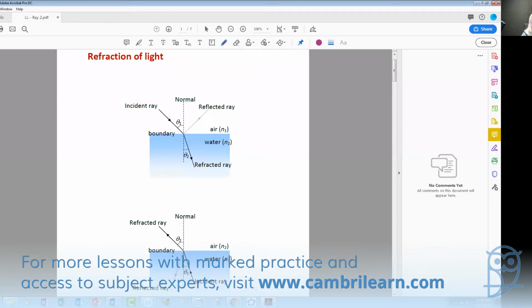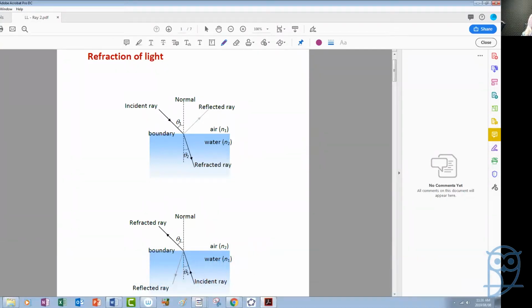So we'll continue now with the ray diagrams, but this time we are going to talk about refraction of light and solve a couple of problems. Okay, so here we have an important diagram, characteristic of the refraction of light. Now, what is the refraction of light?